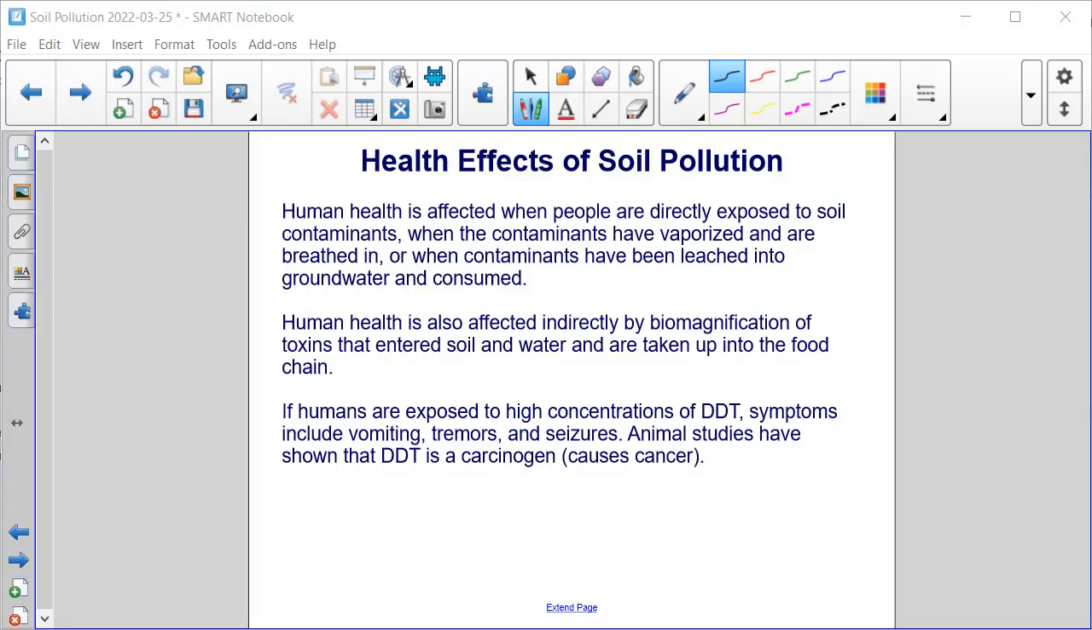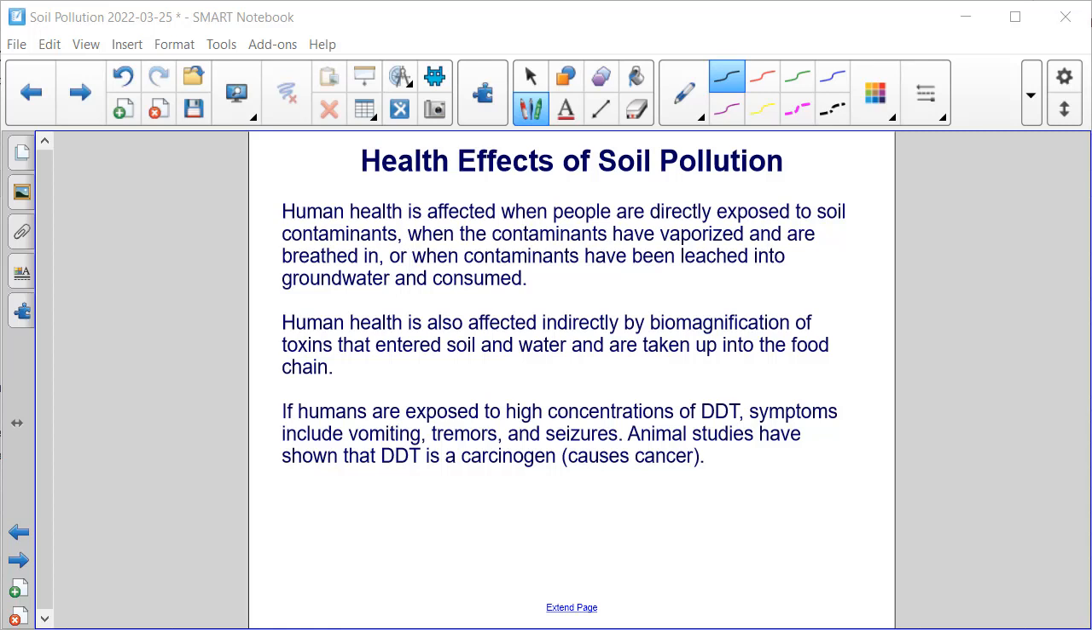Health effects of soil pollution. Human health is affected when people are directly exposed to soil contaminants, when the contaminants have vaporized and are breathed in, or when contaminants have been leached into groundwater and consumed. Human health is also affected indirectly by biomagnification of toxins that entered soil and water and are taken up into the food chain. If humans are exposed to high concentrations of DDT, symptoms include vomiting, tremors, and seizures.